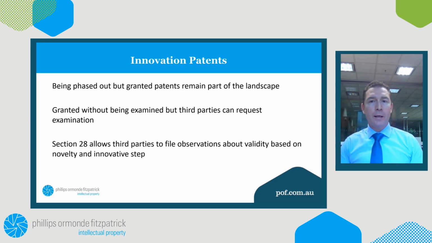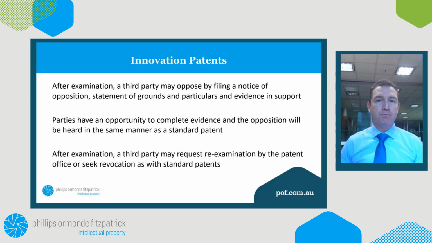It's possible for a third party to request examination of an innovation patent, and they can also file a Section 28 notice making third-party observations, asserting that the invention is not a patentable invention, again limited to the grounds of novelty or innovative step. At any time after an innovation patent has been examined and certified, it can be opposed by a third party. An opposition to an innovation patent is commenced by filing, first of all, a notice of opposition, but together with a statement of grounds and particulars and the evidence in support of the opposition. So all three components must be filed at the same time.